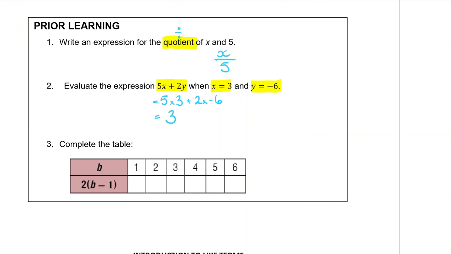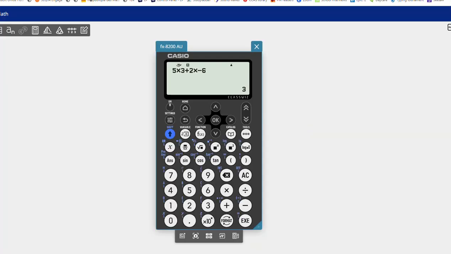Okay, question 3 is substitution, but in a table. Down the bottom here is the rule that we want to follow. It's what we want to substitute into. We want to put the 1 in here where the b is, so that's going to become a 1. So it's going to be 2 bracket 1 minus 1. And you could put that in your calculator. So 2 bracket 1 minus 1, close the bracket, press execute, and we get a 0.